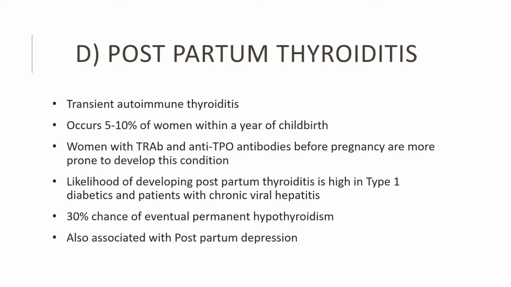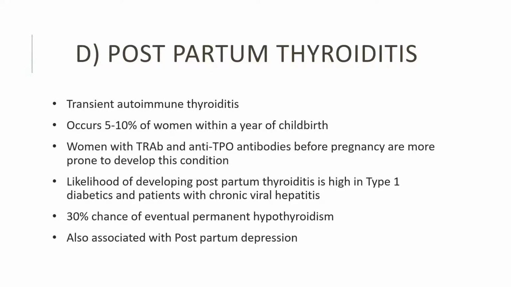Coming to postpartum thyroiditis, this is usually a transient autoimmune thyroiditis, and it occurs in 5 to 10% of women within 1 year after childbirth. Women with TRAb and anti-TPO antibody before pregnancy are more prone to develop it. Obviously, if there is an underlying autoimmune condition, they are more likely to develop postpartum thyroiditis later. Likelihood of developing postpartum thyroiditis is high in patients with type 1 diabetes and patients with chronic viral hepatitis. Obviously, having an underlying autoimmune disorder increases the chance of any other autoimmune disorder along with it.